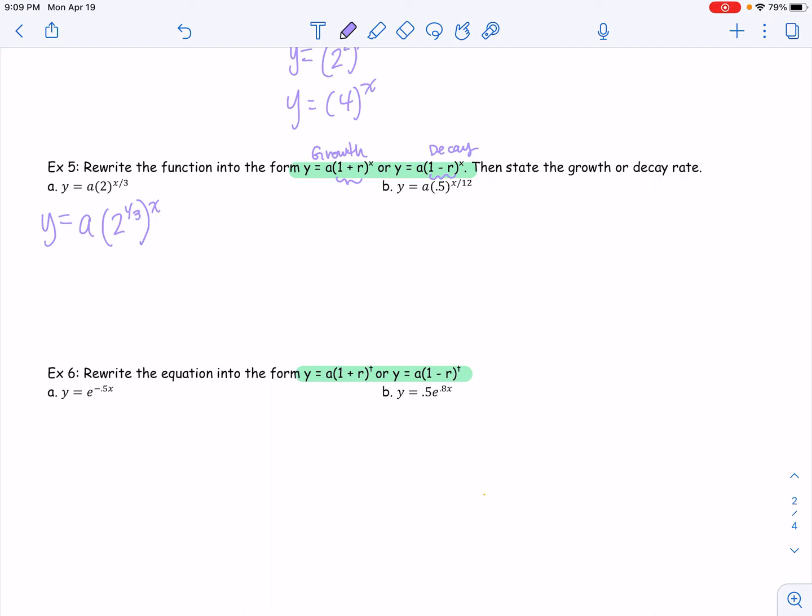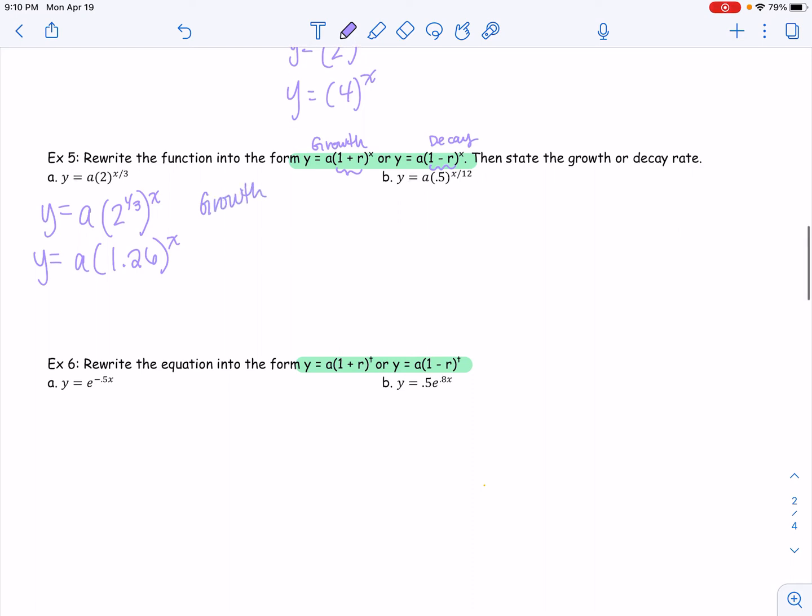Here's where you need your calculator. Plug in 2 to the 1/3 power. You're going to get a decimal. Just approximate it. I'm getting 1.26. So now I can look at it and see, what is my base? It's a number bigger than 1. So this is showing growth. I want to rewrite it so that it looks like 1 plus a number. So that's a times 1 plus 0.26 raised to the x power. The reason why we want to separate it out is because now I can tell you specifically that whatever we're talking about here is growing at a rate of 26%.